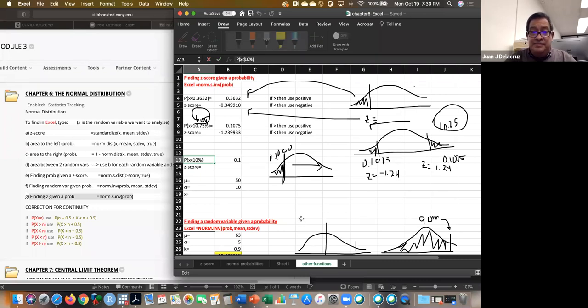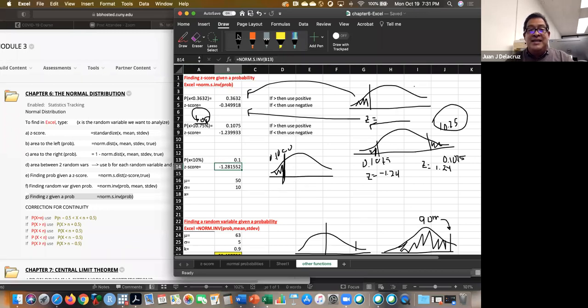Less than the 10%. So this is the 10%. I'm not looking for the area to the right, but I'm looking to the area to the left. So the score here basically is going to be equal to the norm.s.inv, and then the probability, right? So if the score was the top 10%, I didn't say that. That's the reason I changed this. So even if it's greater than 10%, what I'm interested in is the C score.